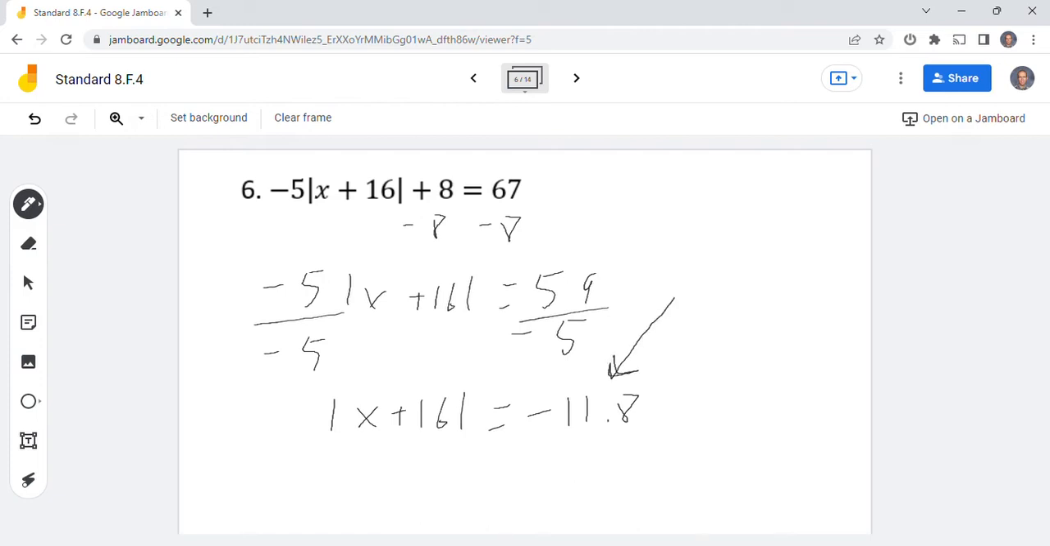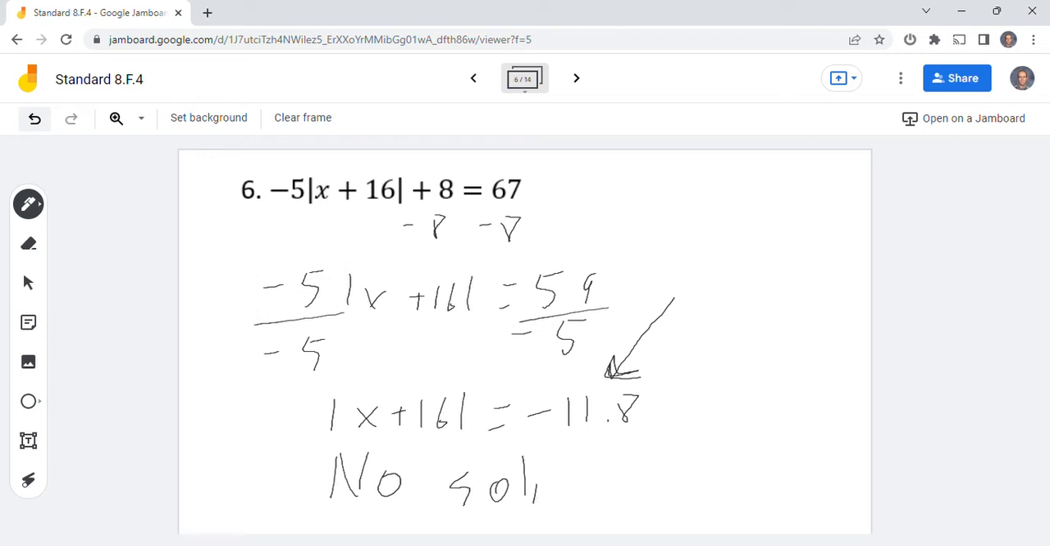This is a scenario where we don't have to go any farther. If this was a positive number, this would work out just like the previous two, where we had two scenarios and we would solve both of them. However, when we talk about absolute values, it is not possible to get an absolute value to be a negative number. And so since we have the absolute value trying to equal a negative number, that makes it so it's not possible to solve. So this one ends up being no solution.